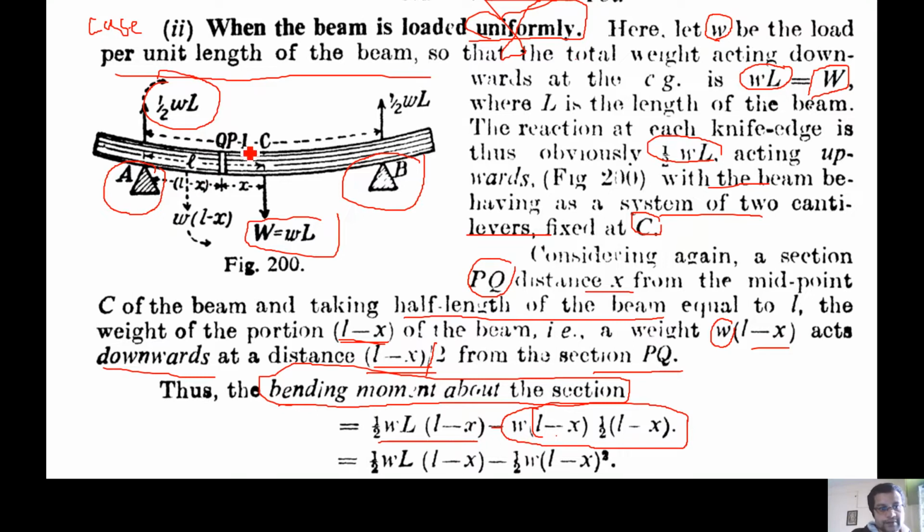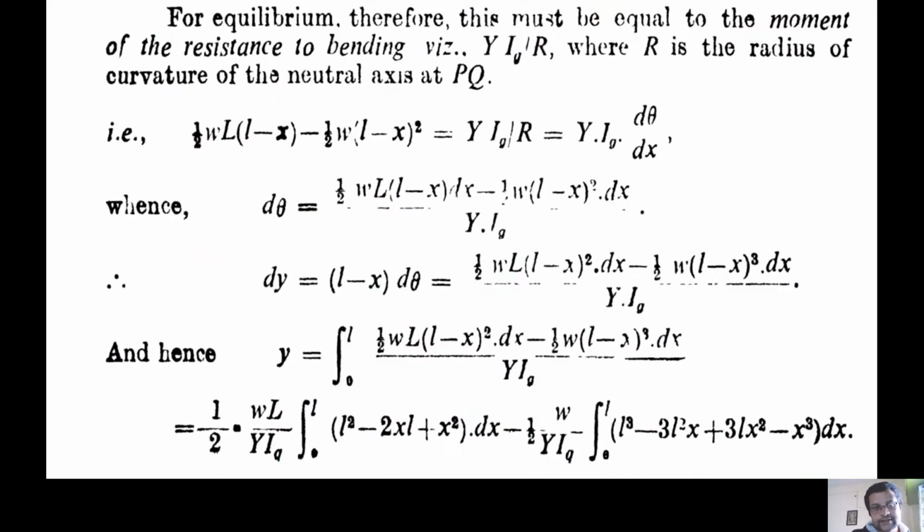But suppose we need to calculate it for the half portion, or a particular section, of this cantilever. There is a weight acting upward, half of WL, and the average downward weight over the length L minus X. The downward couple we need to subtract from the upward one. So you can calculate the value of this bending moment over here. So you have got this derivation.